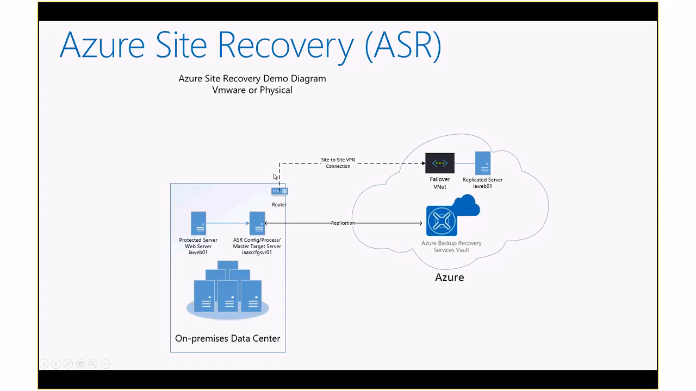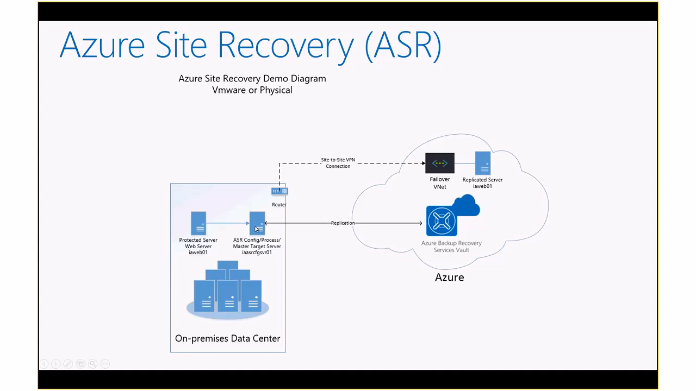Okay, so right here you can see this is your on-premises data center. You will need to set up what we call an ASR config server, which is this box right here. You set this up either as a VM or as a physical server in your on-prem environment. This is what will do the orchestration. It'll take whatever servers you're protecting, and take their hard drive, or it could be a VMDK file from VMware, and convert it to a VHD.